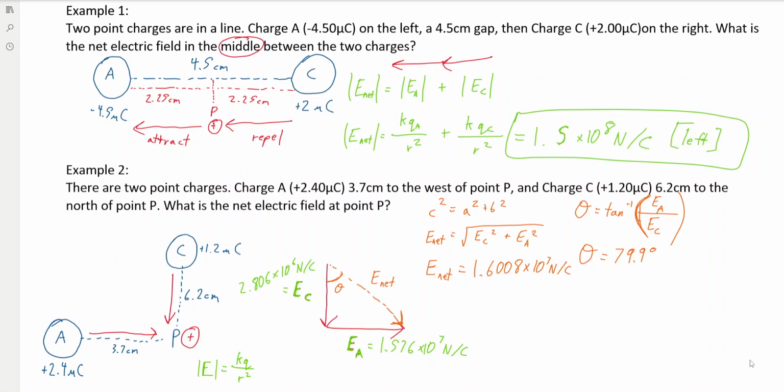Okay, so our final answer will be 2 sig digs, so 1.6 times 10 to the 7 newtons per coulomb, 2 sig digs, so 80 degrees east of south is our final answer.